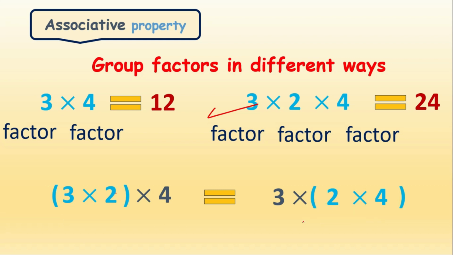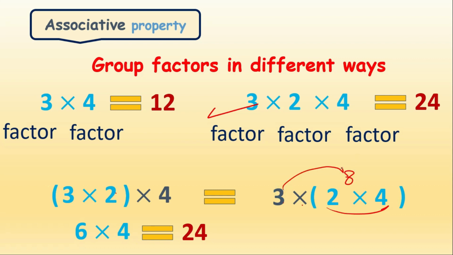Got it? So now let's solve the first one. 3 times 2 equals 6 and then 6 times 4, okay, equals 24. The next one, 3 times 2 times 4 with grouping: we have 2 times 4 equals 8 and 3 times 8 equals 24.